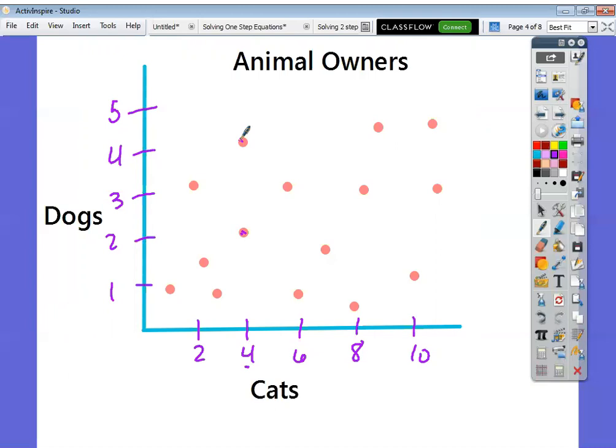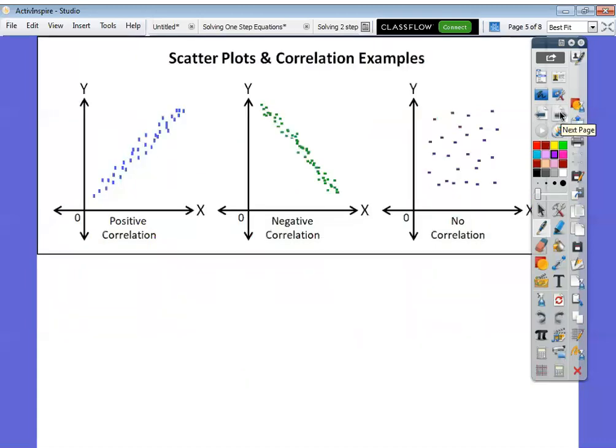They're just kind of scattered everywhere. And when there's no pattern to it, that means there's no correlation. What that means is that it doesn't matter how many cats a person has and how many dogs a person has, they have no relationship with each other. Okay? All right, so here is another example that you guys can look at.